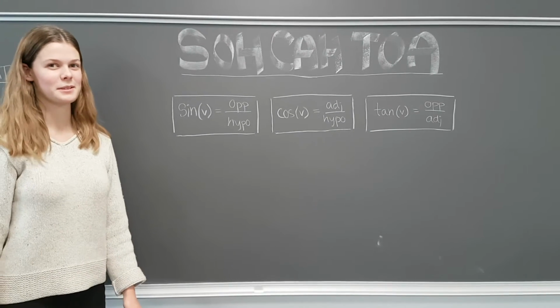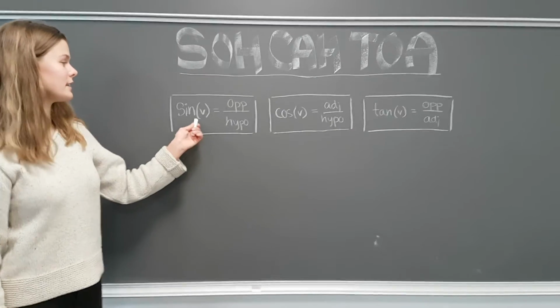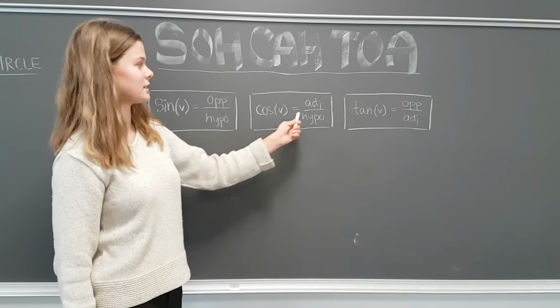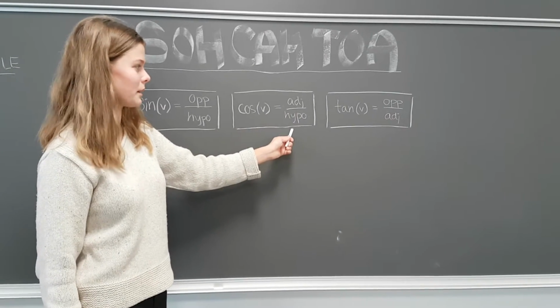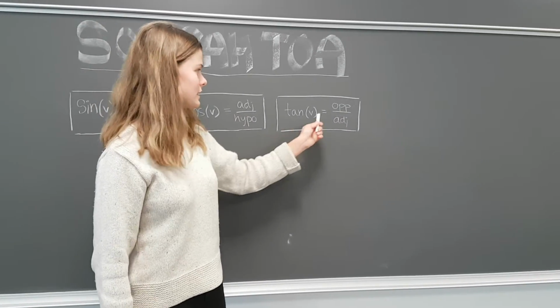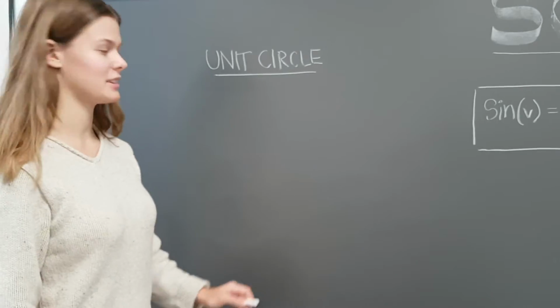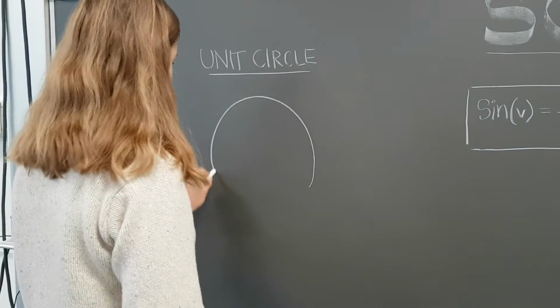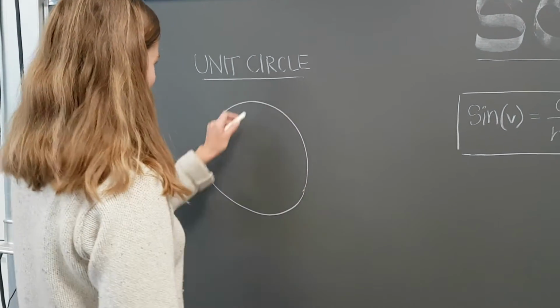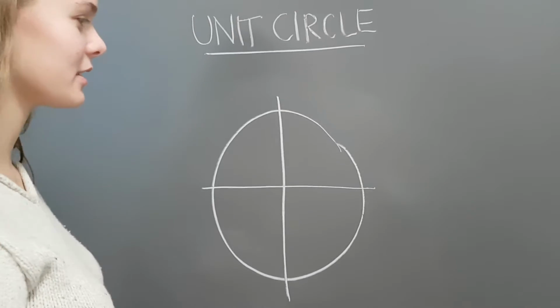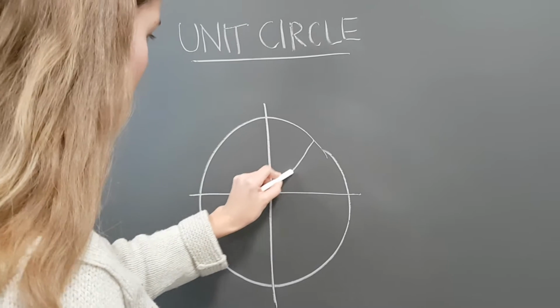We're going to prove SohCahToa, which means that sine is equal to the opposite over the hypotenuse, cosine is equal to the adjacent over the hypotenuse, and tangent is equal to the opposite over the adjacent. To start out, we need a unit circle. A unit circle has a radius of 1.